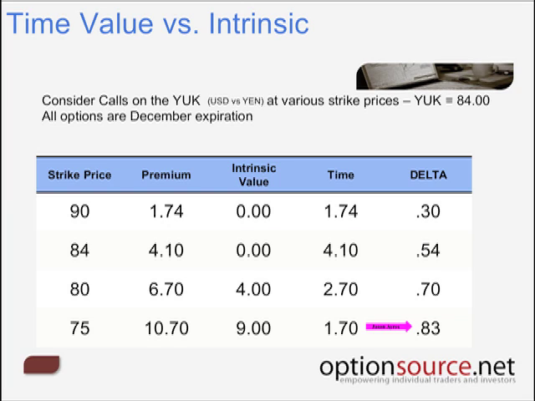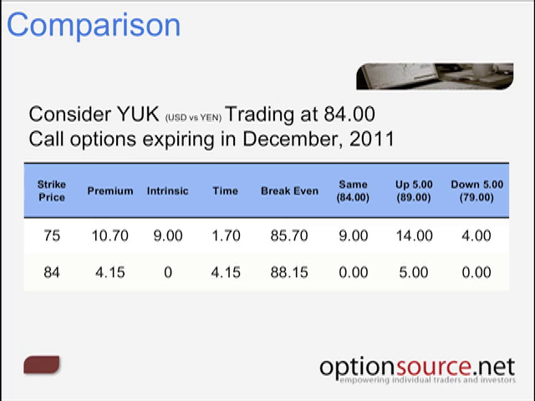So for less time premium, we're actually achieving a delta of 0.83. So the difference is that we're putting up more capital, but less of that is actually allocated to time. So in the event that the underlying security does nothing, we're risking less from a time component, but we're making more money on a dollar-for-dollar basis when that underlying pair value actually moves in our favor.